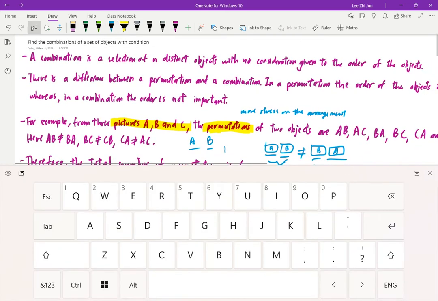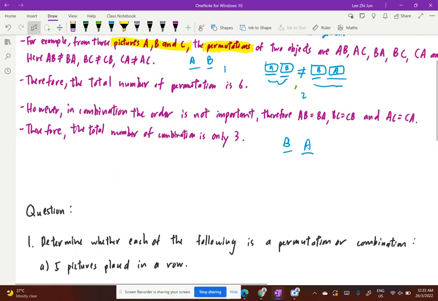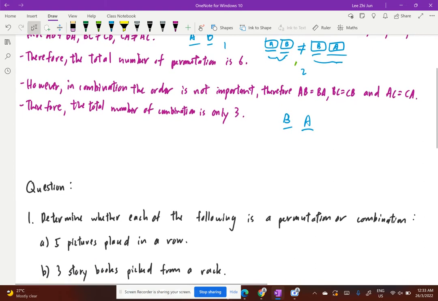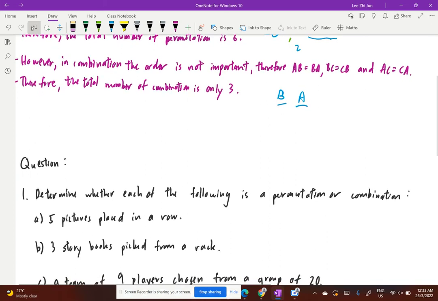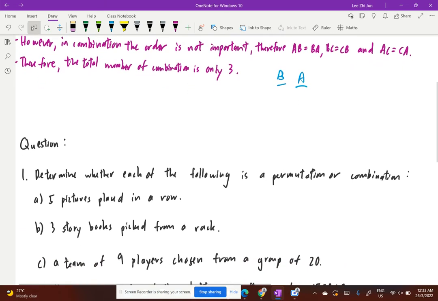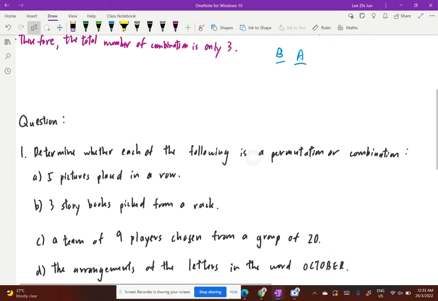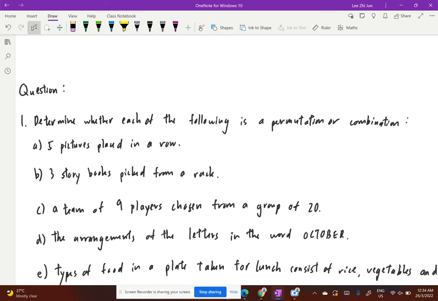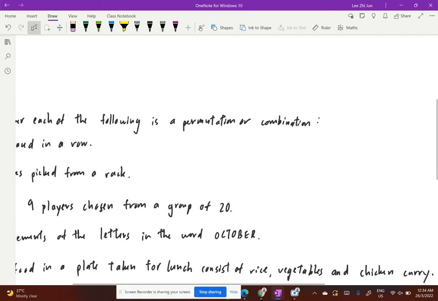So we go to the question. Determine whether each of the following is a permutation or combination. A, 5 pictures placed in a row. B, three storybooks picked from a rack. C, a team of 9 players chosen from a group of 20. D, the arrangement of the letters in the word October. And last, types of food on a plate taken for lunch, consisting of rice, vegetables, and chicken curry.